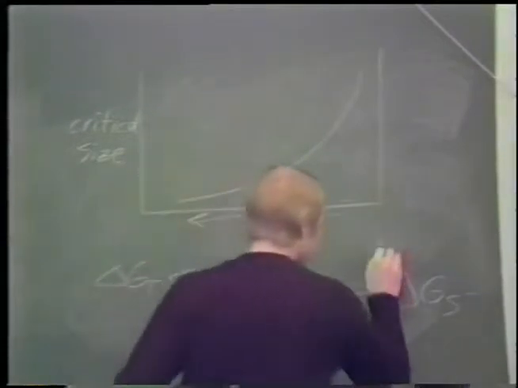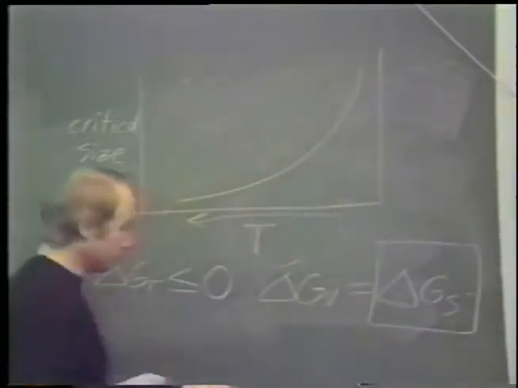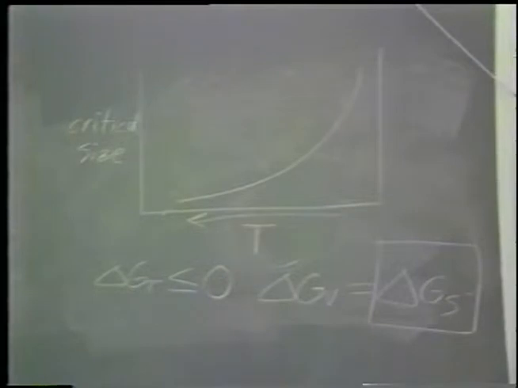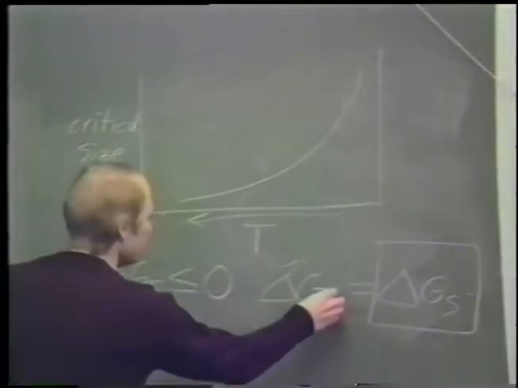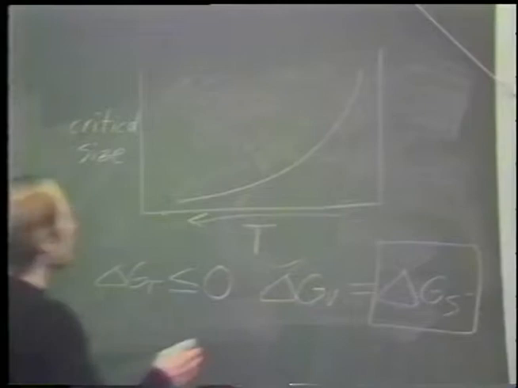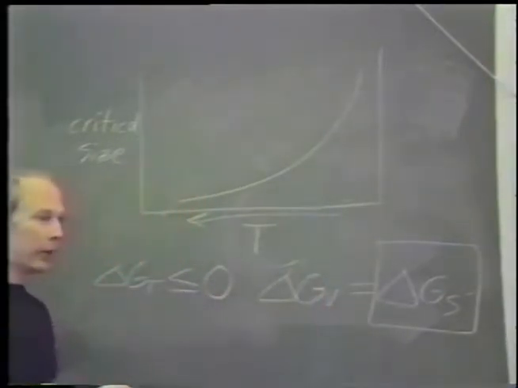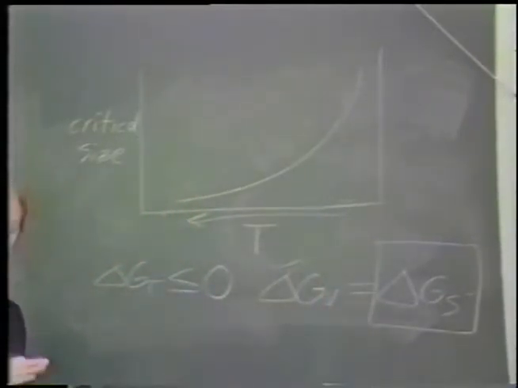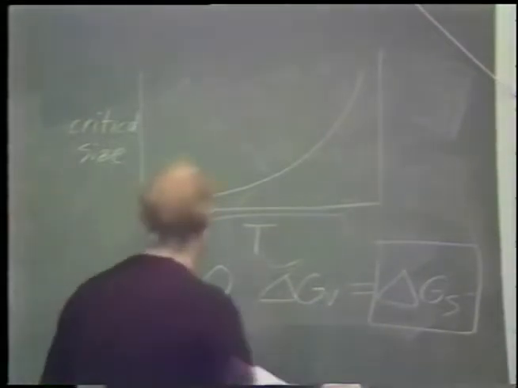This is because the surface free energy is largely entropic in nature. So as the temperature goes down, its magnitude decreases. The volume free energy doesn't change much. So this means that the size that a nucleus has to be in order to be stable goes down as temperature goes down. There isn't as much surface free energy to contend with.